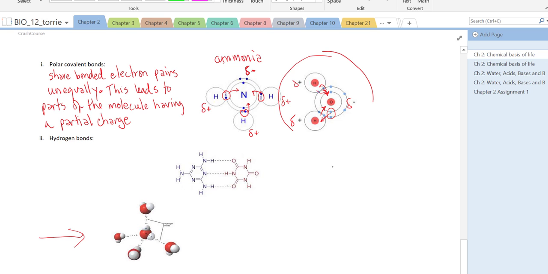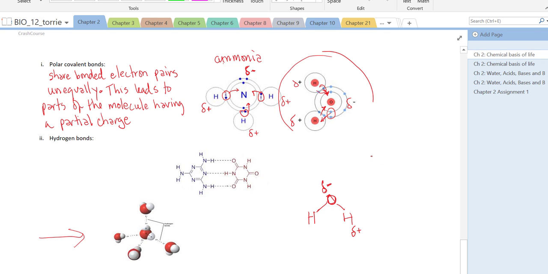If I draw a water molecule using our classic little stick figure diagram, we've got this oxygen up here joined with these two hydrogens. This end up here is slightly negative, and this end over here is slightly positive.